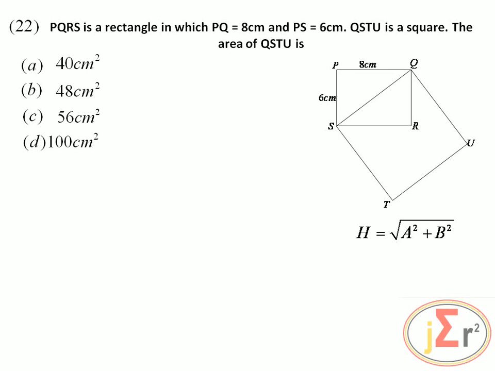PQRS is a rectangle in which PQ is equal to 8 centimeters and PS is equal to 6 centimeters. QSTU is a square. The area of QSTU is what we are trying to find.